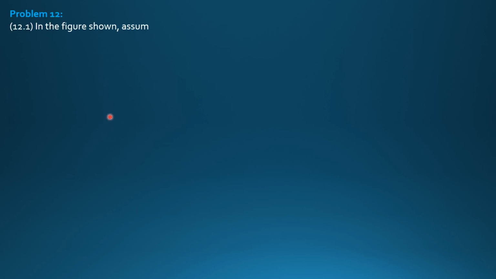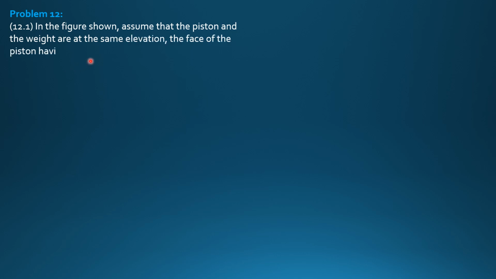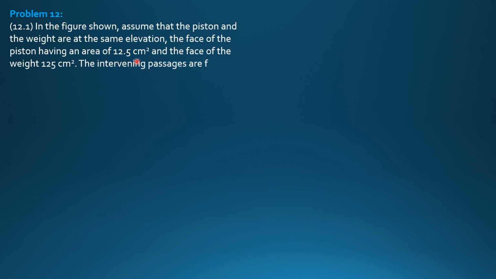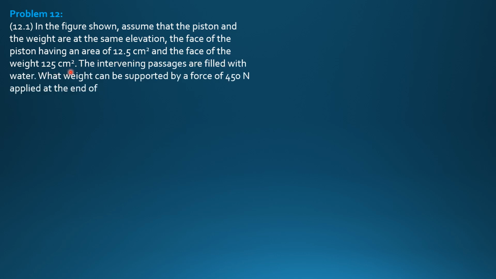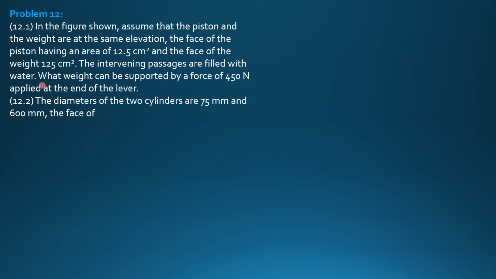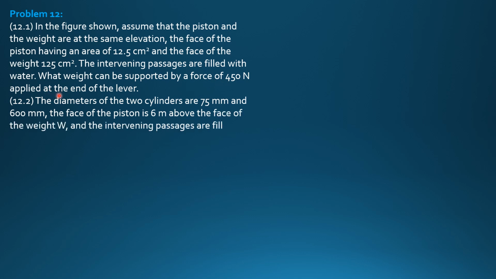Sample 12.1. In the figure shown, assume that the piston and the weight are at the same elevation, the face of the piston having an area of 12.5 cm square and the face of the weight 125 cm square. The intervening passages are filled with water. What weight can be supported by a force of 450 newtons applied at the end of the lever?